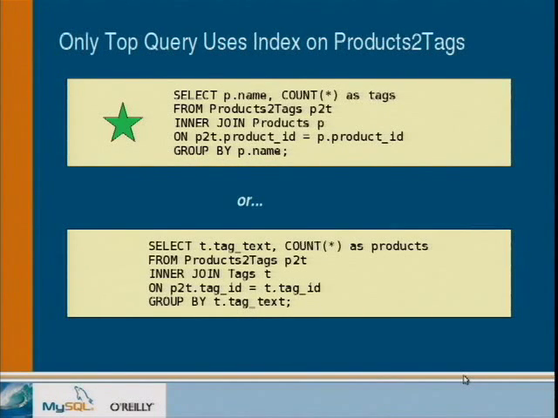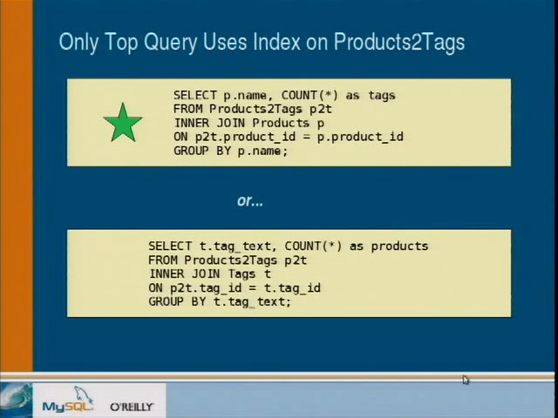Okay, here are 2 examples of pretty common queries run on this products to tags table. Only the top one's going to use the index on it. And the reason is because of the order of the columns in the index. On the top one, you're grouping by what's essentially the product ID. And so it's going to be able to take that left side of the index and use it in order to count the right side value, which is the tag ID.